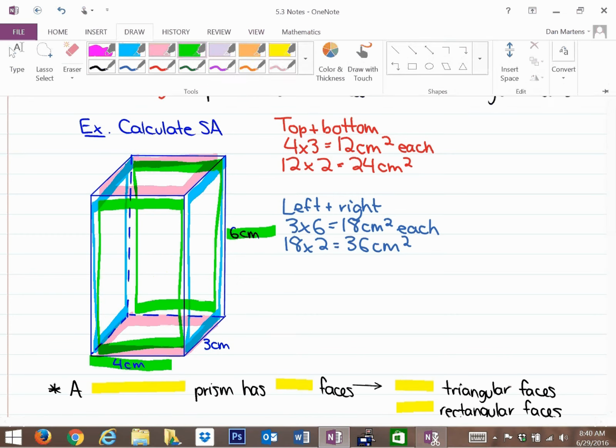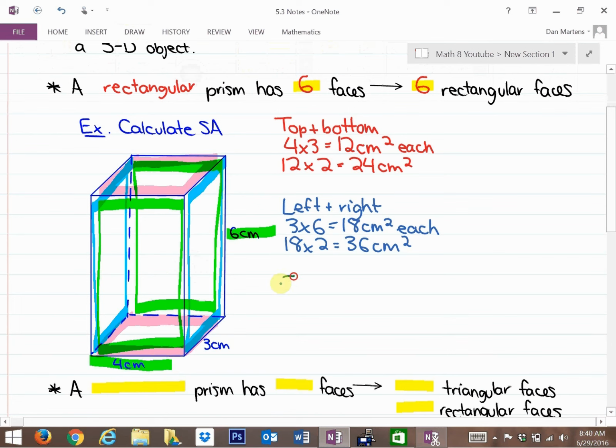Okay, so let me just write about that work. So that's going to be front and back, and they are 4 times 6 each, which is 24 centimeters squared each. And 24 times 2 is equivalent to 48 centimeters squared.